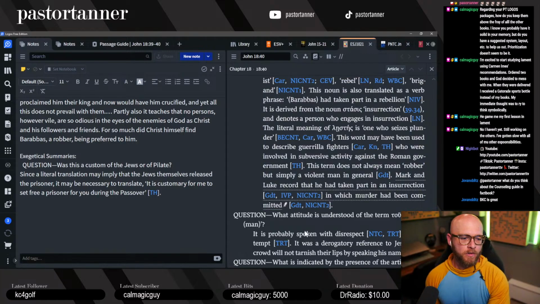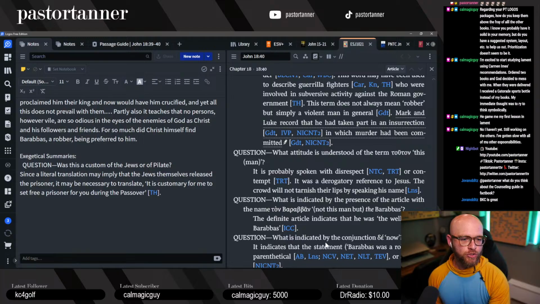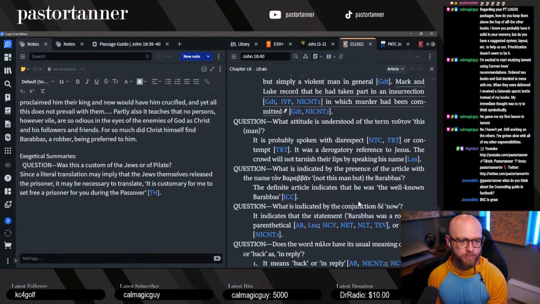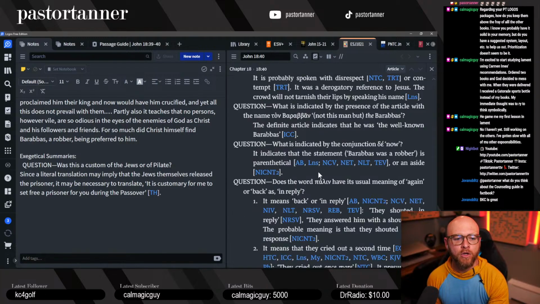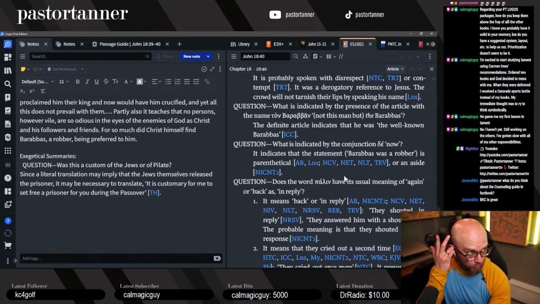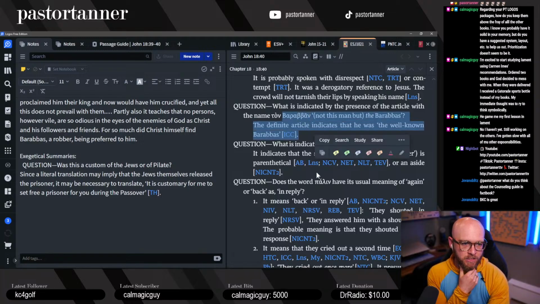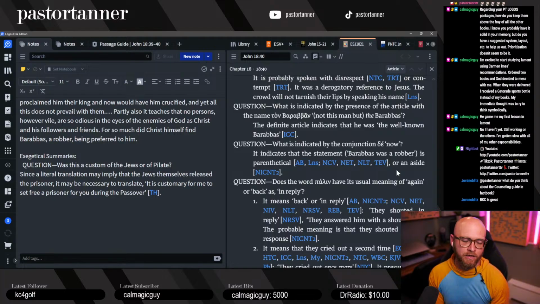Okay. What attitude is understood in the term Touton, this man? It's probably spoken with disrespect. Okay. What is indicated by the presence of the article with the name, ton Barabban? Not this man, but the Barabbas. The definite article indicates that he was the well-known Barabbas. That's interesting, to say the least, because I'm trying to treat him in a more symbolic fashion. I'll treat him in a historical fashion as well, but I think both are present. But that makes sense. Maybe not on the well-known, but the fact that he is a stand-in for a certain type of choice people can make.